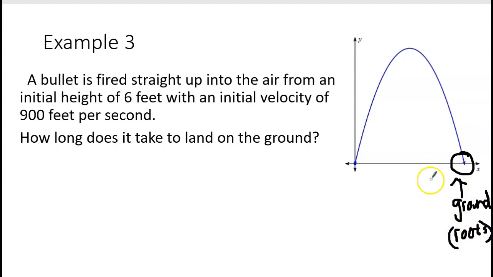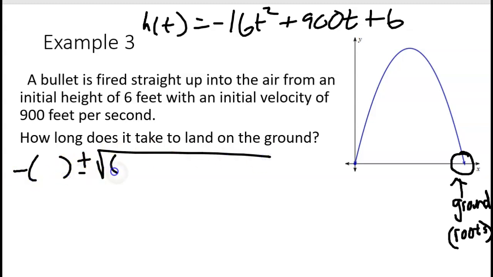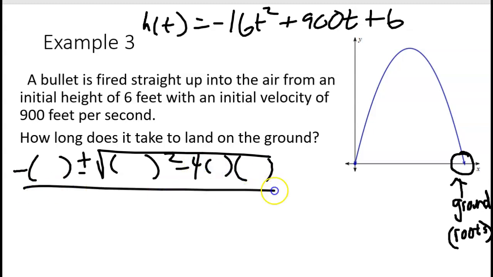How do you find the roots? Well, if it's in standard form, you use the quadratic formula. So we have h of t is equal to negative 16t squared plus, for me, this is the 900t plus 6, because we're talking about that bullet, right? So we're going to plug it into our quadratic formula. x equals negative b plus or minus the square root of b squared minus 4ac, all over 2a.